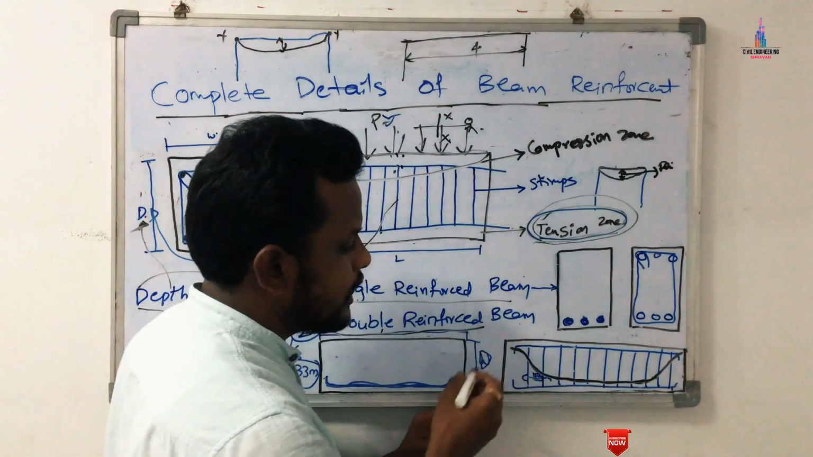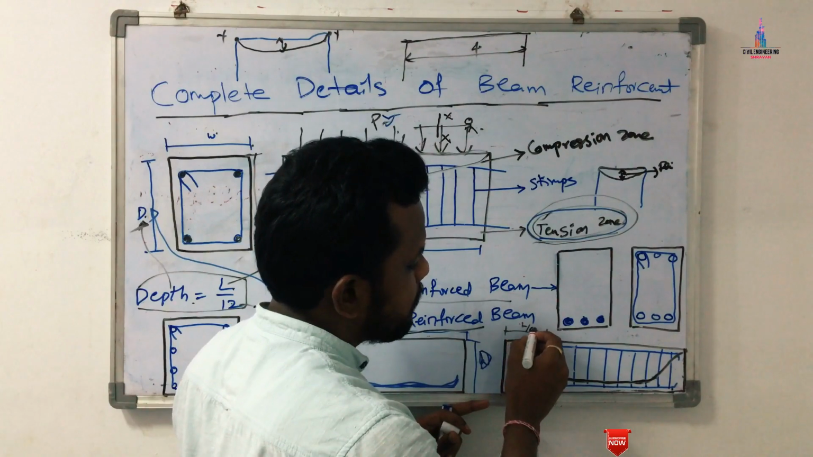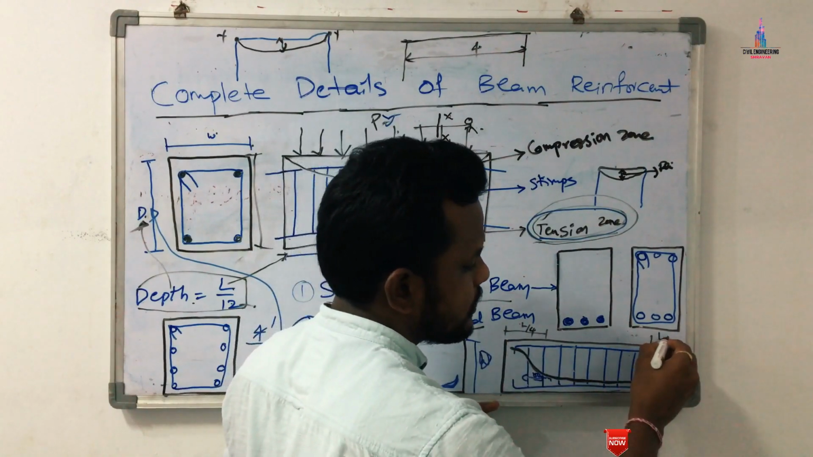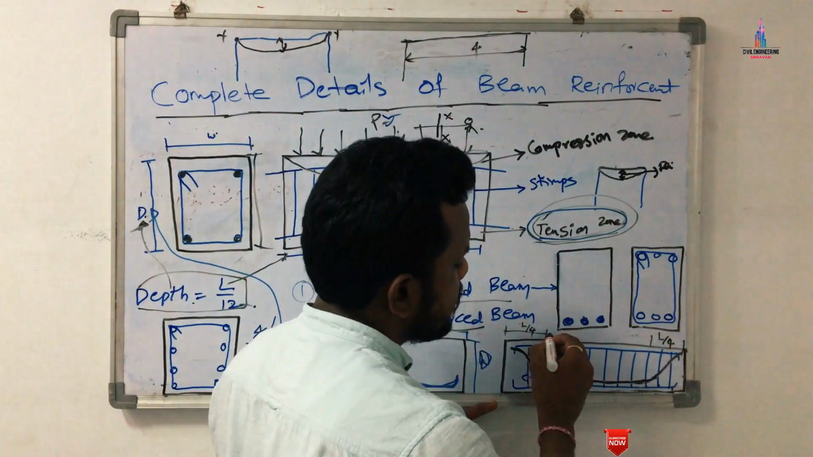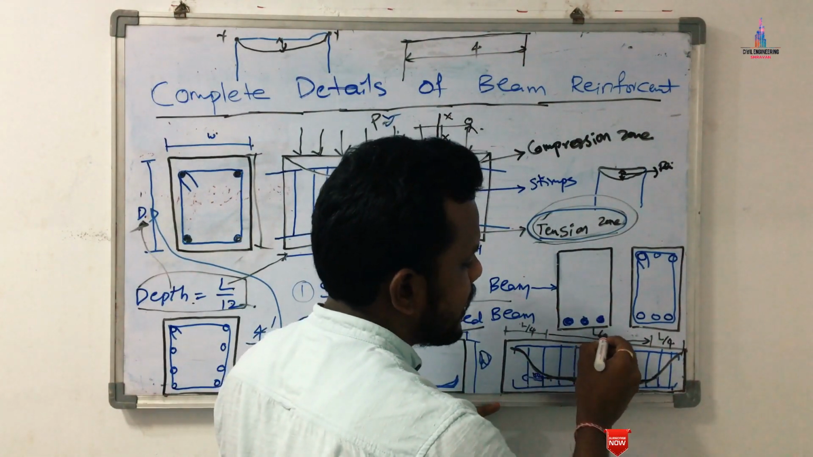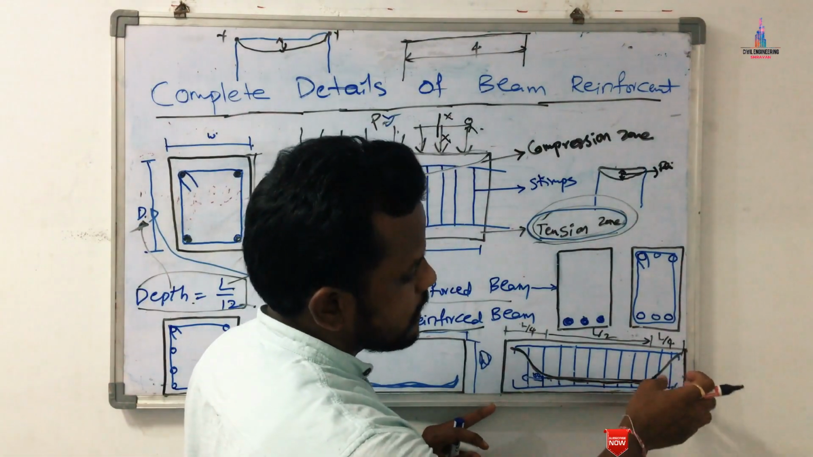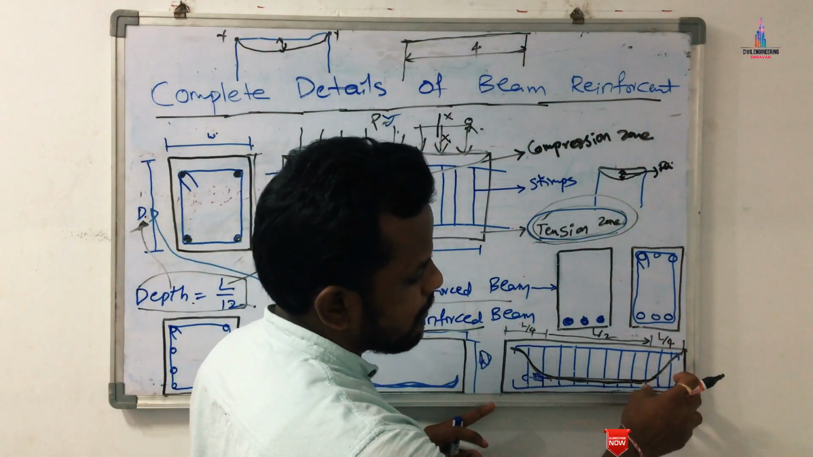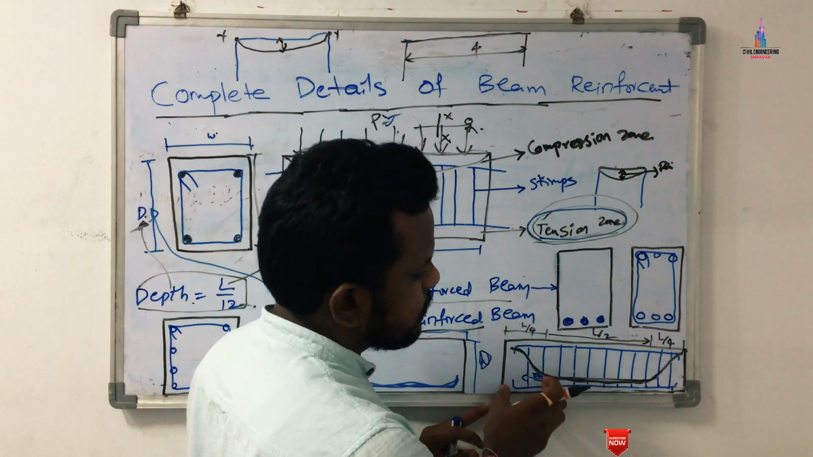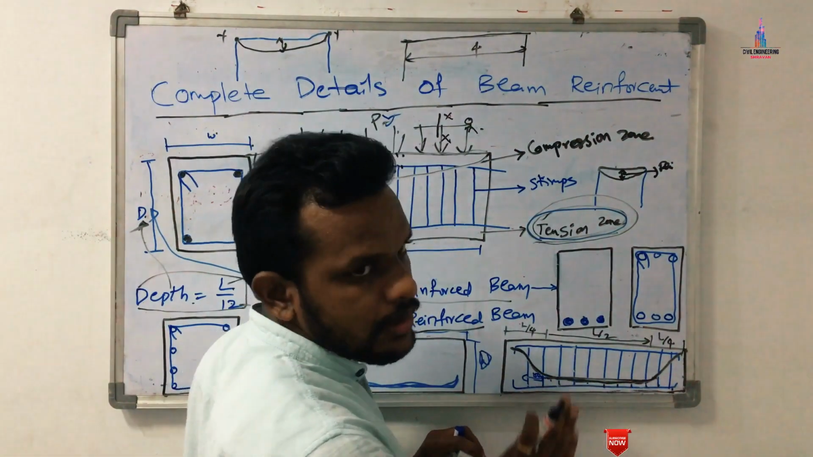The distance between these shear reinforcement bars will depend upon the L by 4 value, and the right hand side section also consists of L by 4 distance, and the center to center distance between the straight bars, let us consider here as L by 2 distance. If I consider a 4 meter length beam, the distance between the reinforcement bar and this bending will be 1 meter, and this is also 1 meter. The in-between value will be 2 meters. So this is a double reinforcement beam.